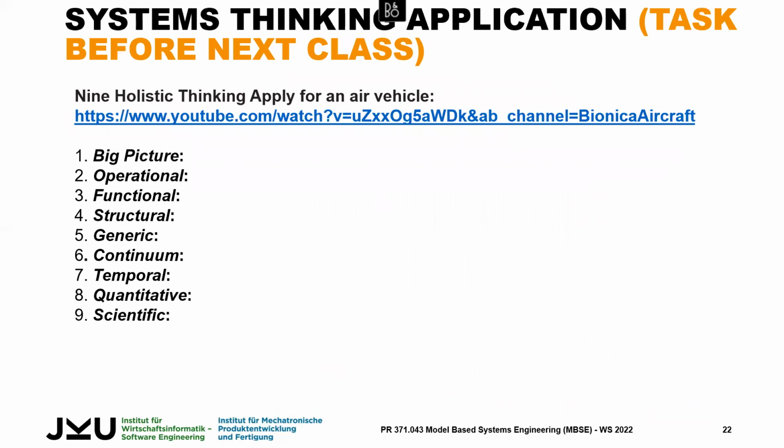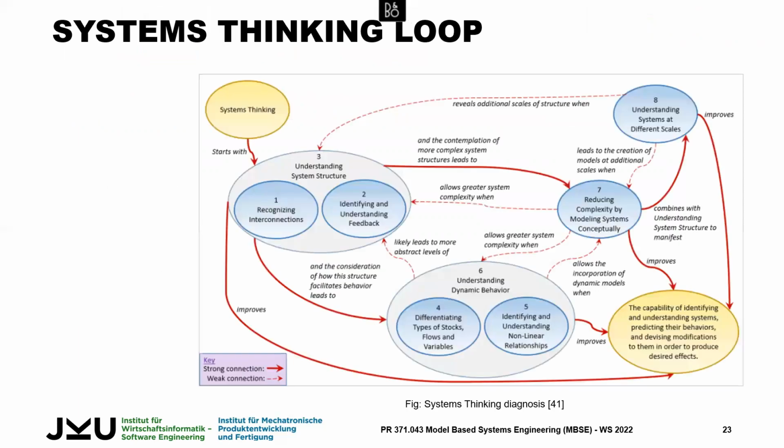And this is actually a homework for you guys. So please try to see this video and make a system thinking application, like write down whatever you think of it. And yeah, so this is the thinking loop. This is also a self-explanatory diagram. If you give it some moment, you will understand this one. And if you do not understand, ask me in the next class.